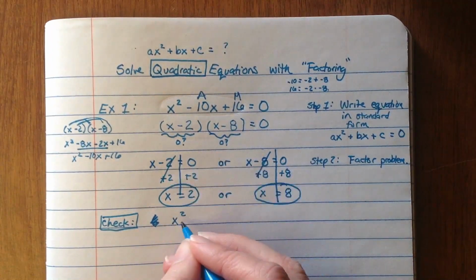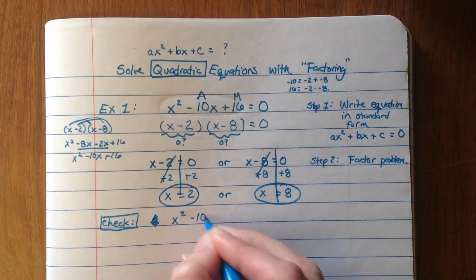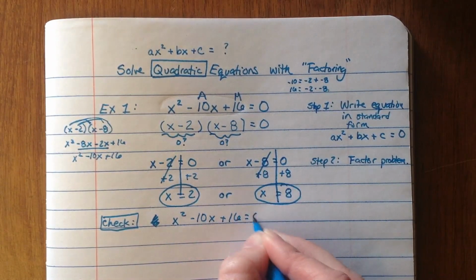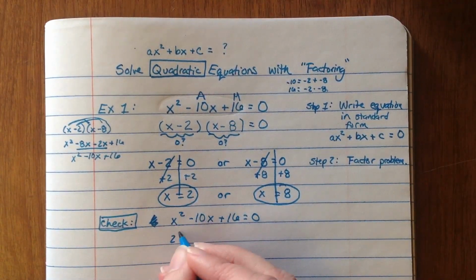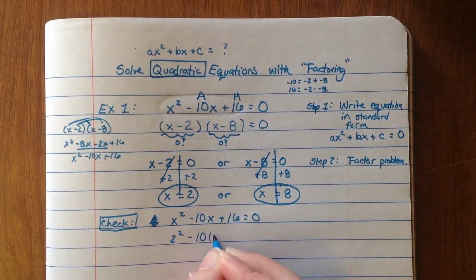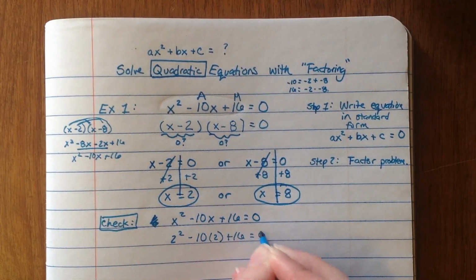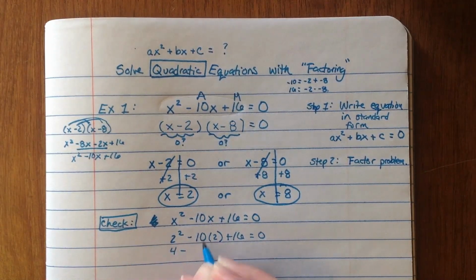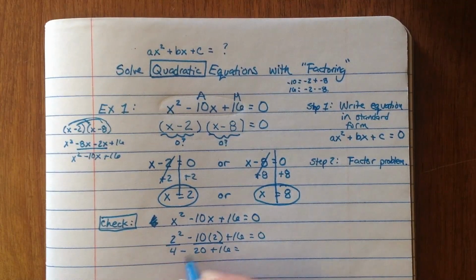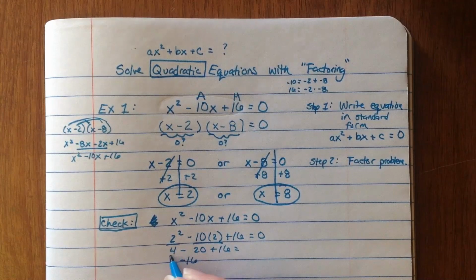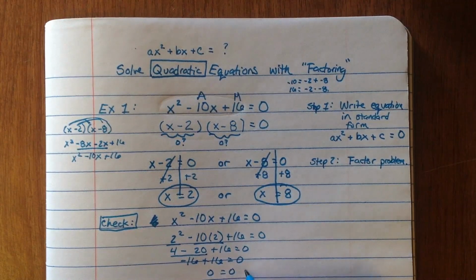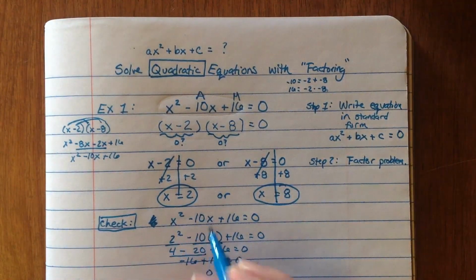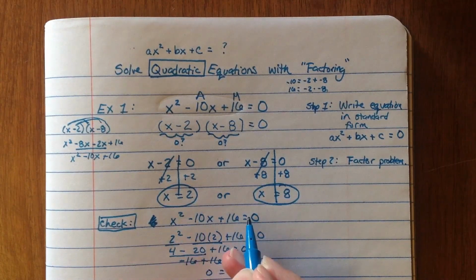All right, so the original problem was x squared minus 10x plus 16 is equal to 0. We're just going to check it. We're going to plug in our numbers. So what if x is 2? Well, that would be 2 squared minus 10 times 2 plus 16. Does that equal 0? Well, 2 squared is 4, minus 10 times 2 is 20, plus 16 is equal to 0. 4 minus 20 is negative 16, plus 16. Guess what that's equal to? 0. So yes, that works. If x is equal to 2, it does make this equation equal to 0.